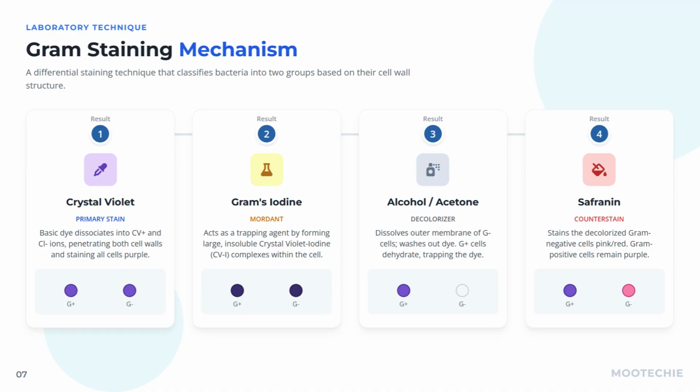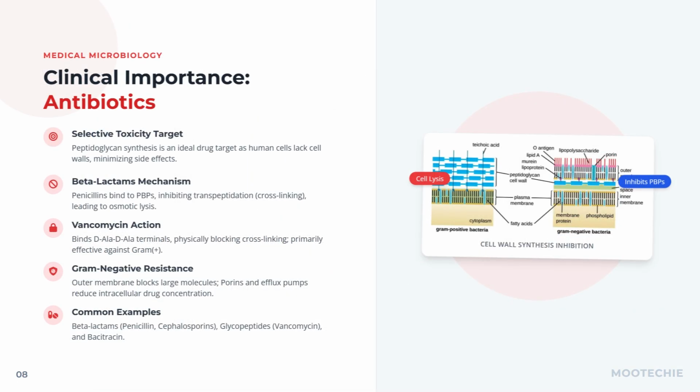Medical microbiology. Clinical importance. Antibiotics. Understanding cell wall structure isn't just academic, it's the foundation for many of our most important life-saving drugs. Selective toxicity target. Peptidoglycan synthesis is an ideal drug target as human cells lack cell walls, minimizing side effects. This is the concept of a magic bullet. We can attack a structure that bacteria absolutely need but that our own human cells don't even have.